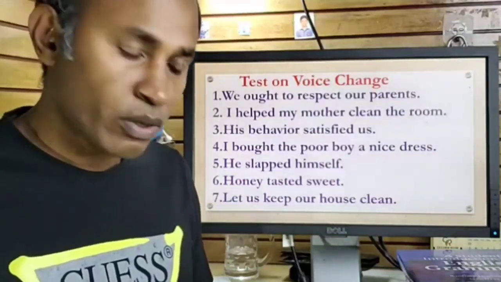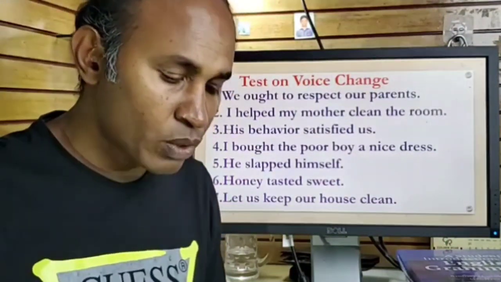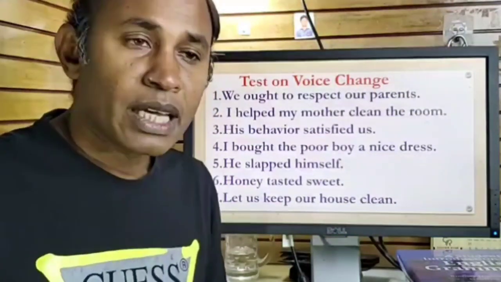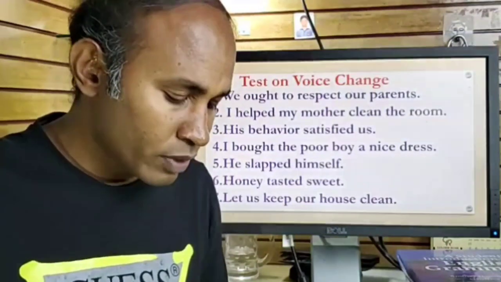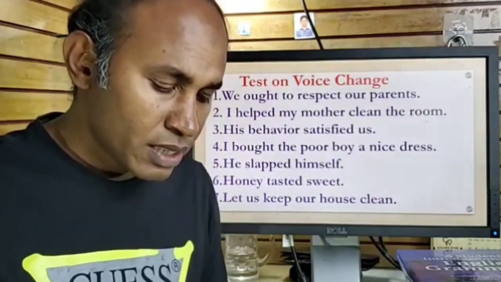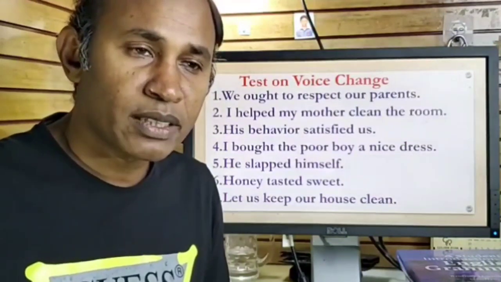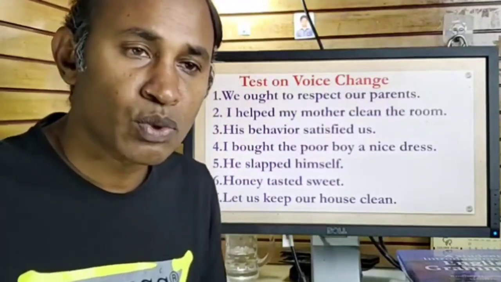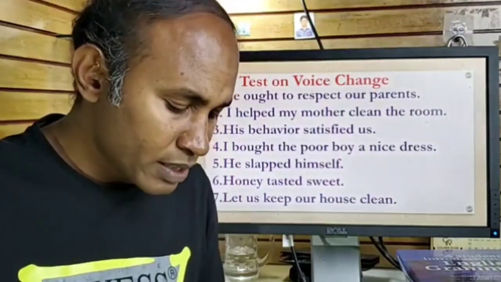Yes, absolutely, your answer is correct. Our parents ought to be respected by us. That's a good thing because we came to know that ought to is a modal auxiliary verb. And after a modal auxiliary verb, we have to use be and the past participle form of the verb. That's why your answer is correct. That means our parents is the object in this sentence, and ought to is the auxiliary verb, and respect is the verb. So your answer is correct. Our parents ought to be respected by us. That's good.